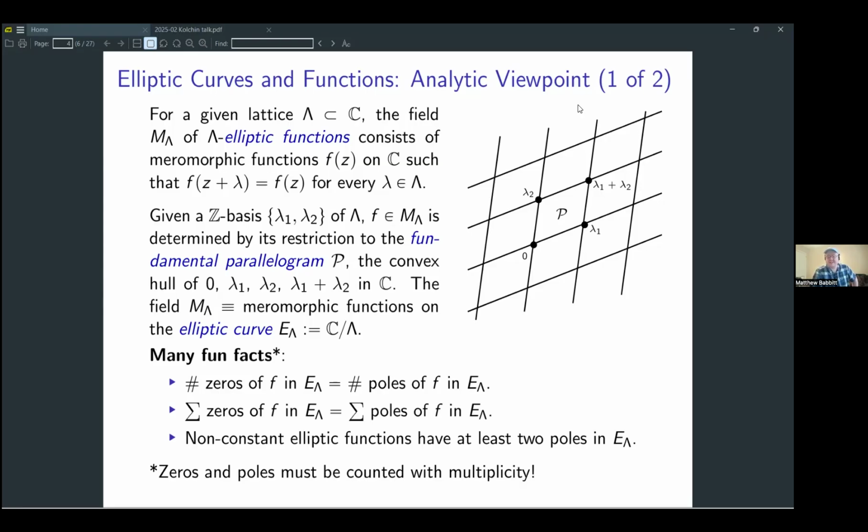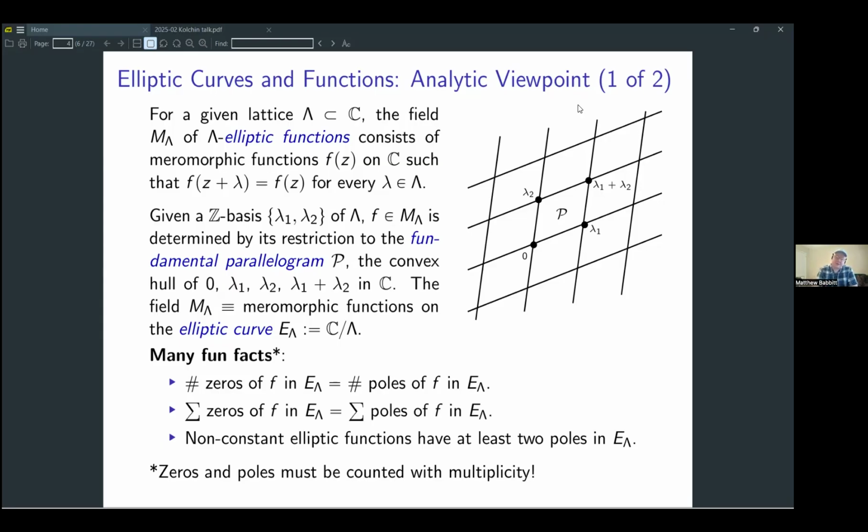the field of lambda elliptic functions is the field of functions that is lambda periodic for every lattice point in lambda. These are doubly periodic meromorphic functions. The behavior of any one of these functions is determined by just looking at its behavior on one of the parallelograms that is formed by this lattice, right? In the quotient space C mod lambda.